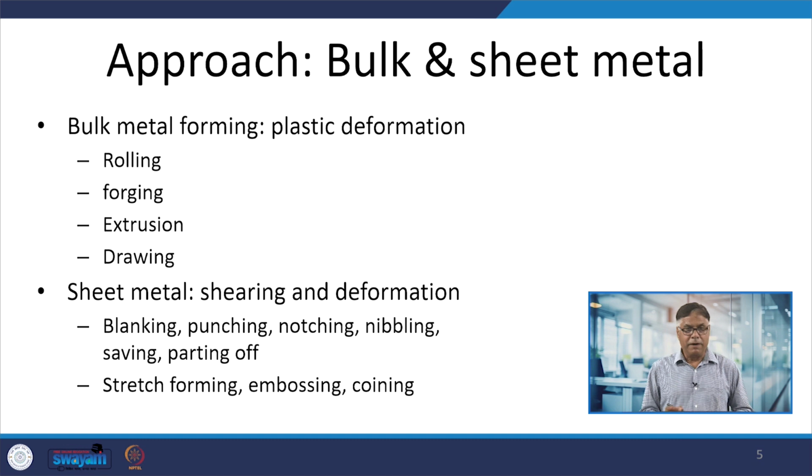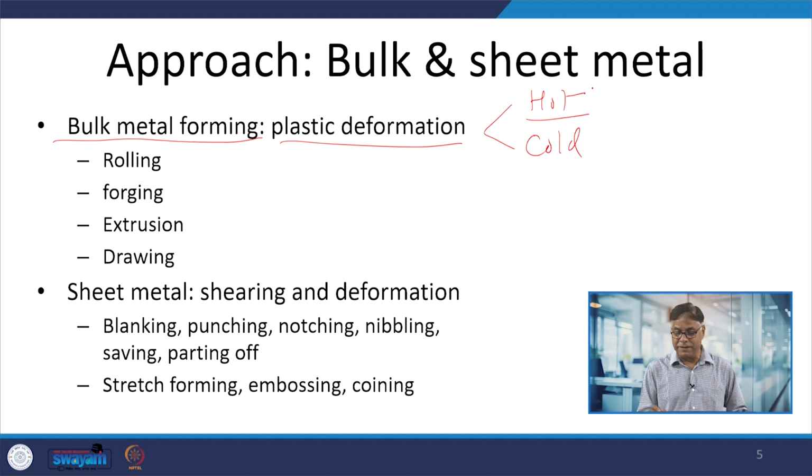So, we know that forming can broadly be grouped in two categories. One is bulk metal forming involving plastic deformation, which can occur under high temperature conditions or under low temperature conditions.